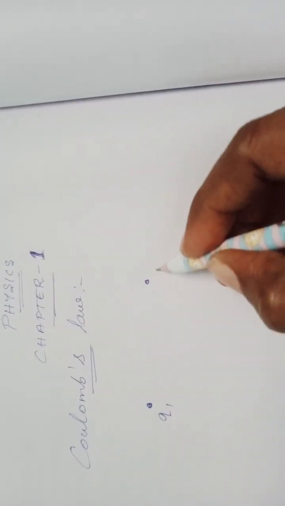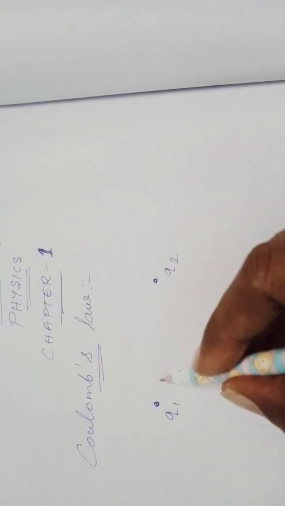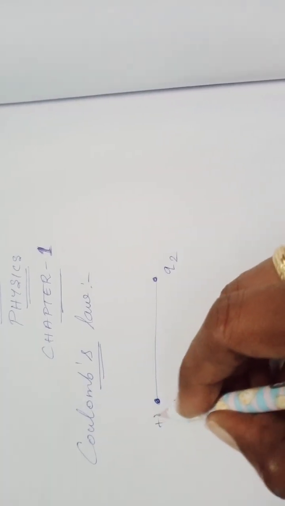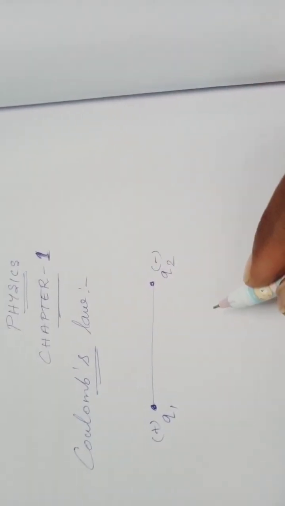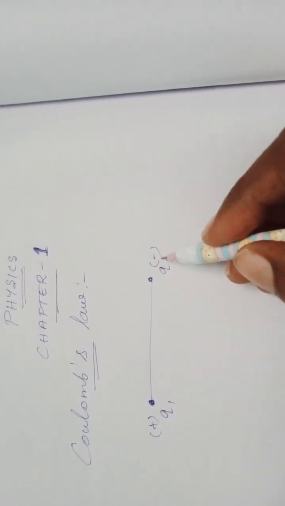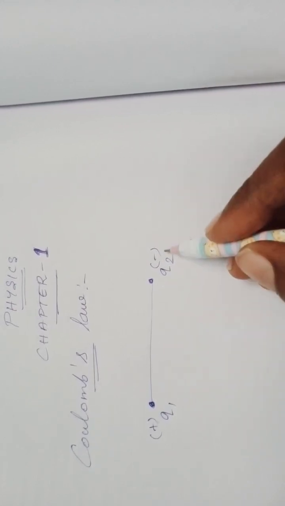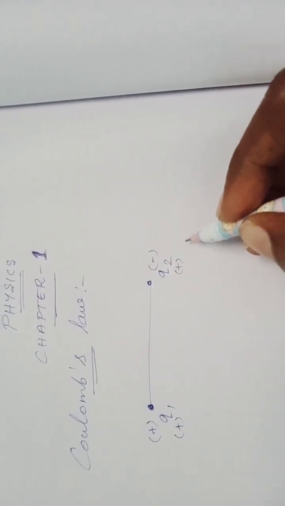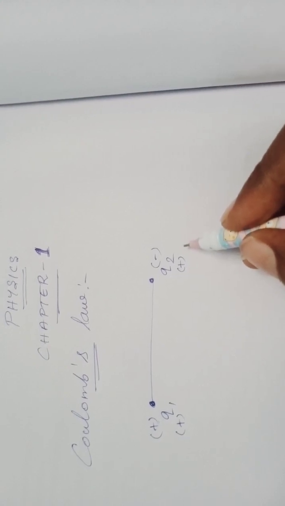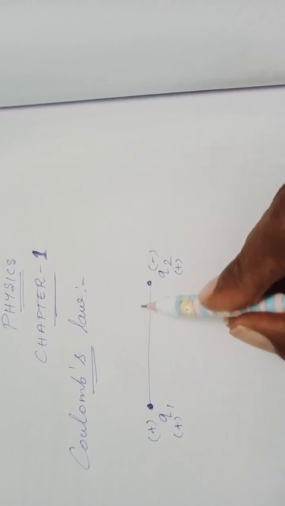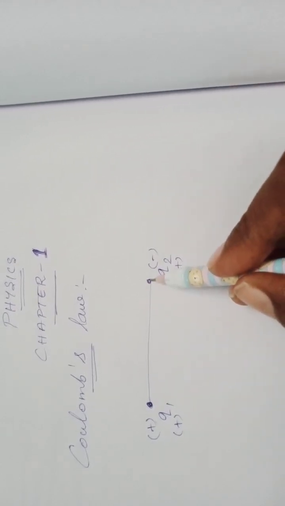See, first consider the two charges Q1 and Q2. These two charges are kept at a particular distance, and consider this as a positive charge and this as the negative charge. So we already know that when a positive charge and a negative charge are kept close, what will happen? The force of attraction will take place, right? If you consider this as positive and this also as a positive charge, then force of repulsion will take place, right? So whatever may be the type of the force, some amount of force will be present between the two charges Q1 and Q2.